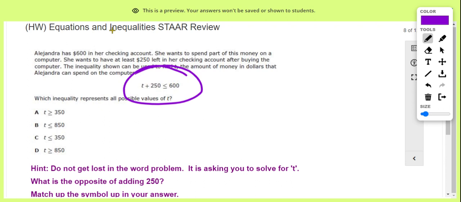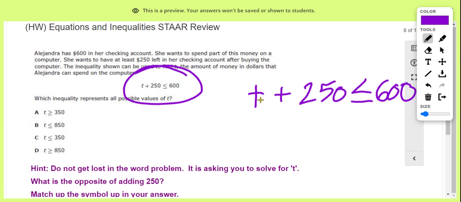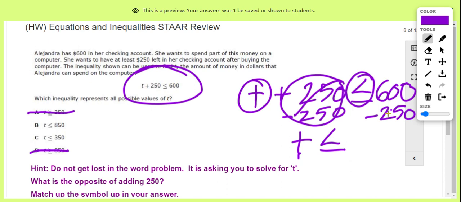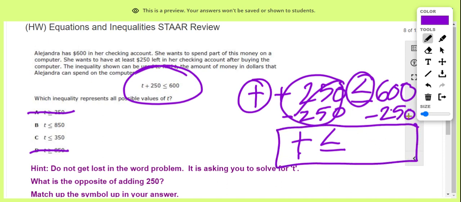So there's a lot of descriptions up above, but they gave you the inequality. So the inequality, you're going to look to solve it using one step. First thing you need in your answer is the variable and the symbol. So t is less than or equal to. So these signs are backwards already. And then you're going to subtract 250 from both sides. This cancels, and then go ahead and subtract to solve.